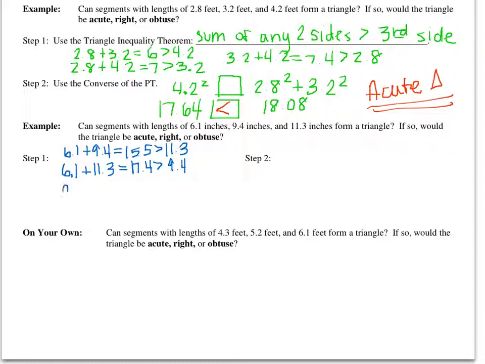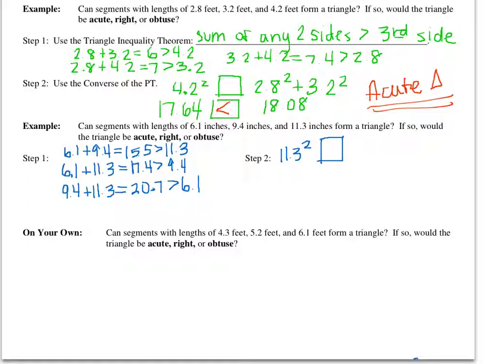And our last thing that we must test is 9.4 plus 11.3, and if you add that together, you get 20.7, which is definitely, again, greater than our third side, which is 6.1. So these can form a triangle. So now let's do our second step. Let's set this up right. We're going to put our longest side first. Our longest side is 11.3, and we're going to square that. And 11.3 squared is what?